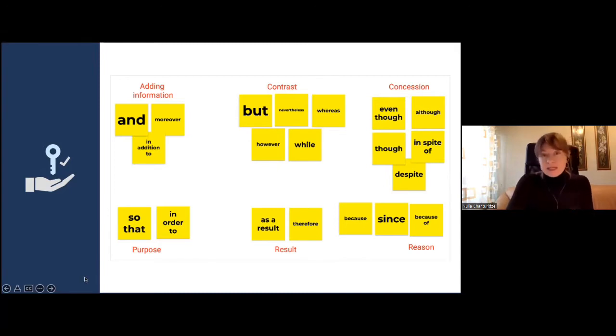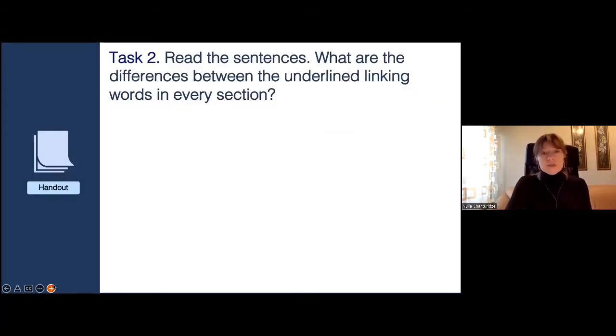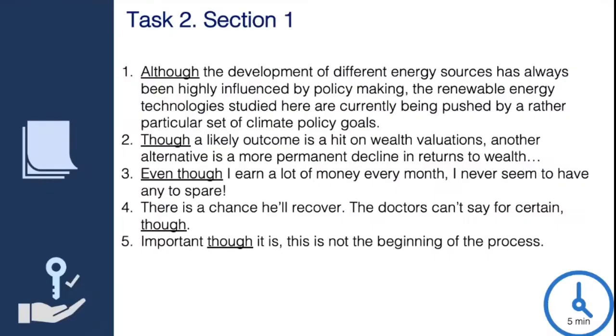I believe now we need to talk about the differences between the linking devices within these functions. And here I would ask you to go back to your handouts and find their task 2. There, you're presented with several sections of sentences, and we will work with them section by section. Therefore, can you please now look at section 1, read there are 5 sentences, and try to figure out the differences between the underlined words, between the linking devices that are underlined.